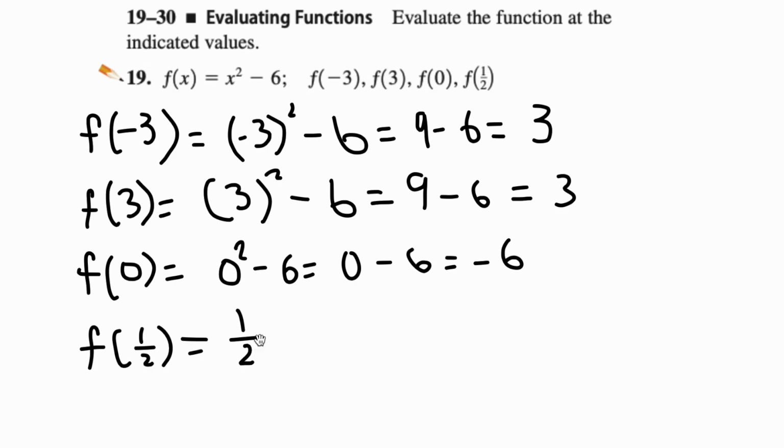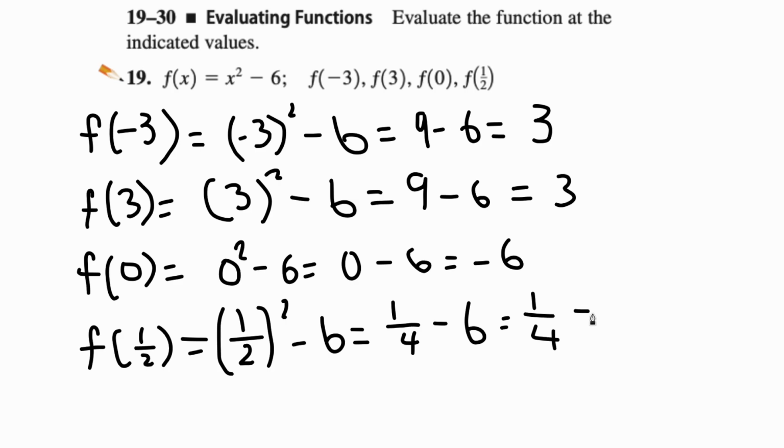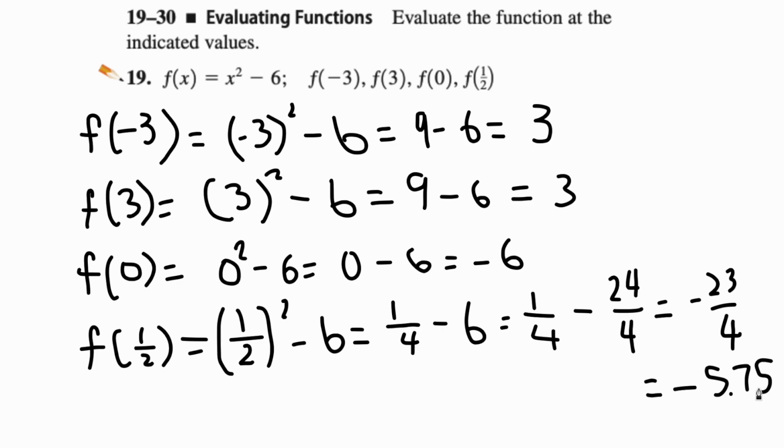So 1/2 whole squared minus 6. 1/2 whole squared would equal 1/4. And 1/4 minus 6. Now let's change 6 into terms of 1/4. So 1/4 minus 24 over 4, which would equal -23 over 4, which is simplified into -5.75. There you have it.